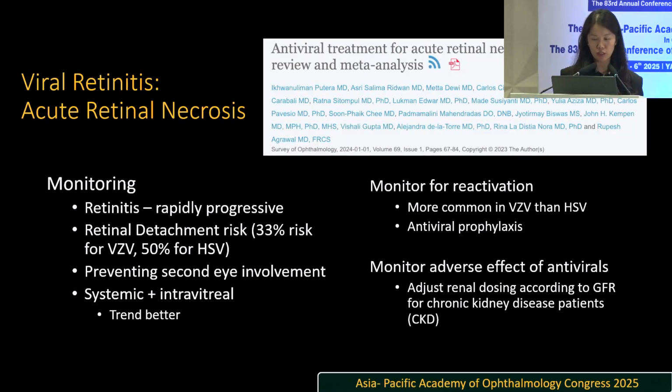Another would be acute retinal necrosis. What should we watch out for? Primarily, acute retinal necrosis has a rapidly progressive retinitis, and because of this, very close monitoring is essential. Once the inflammation subsides, the next problem would be the risk for retinal detachment. Besides this, we need to monitor for preventing involvement of the other eye. We should also check for any signs of reactivation once they're quiet, and monitor them for adverse effects of antivirals, especially in elderly patients and those with CKD, or chronic kidney disease.